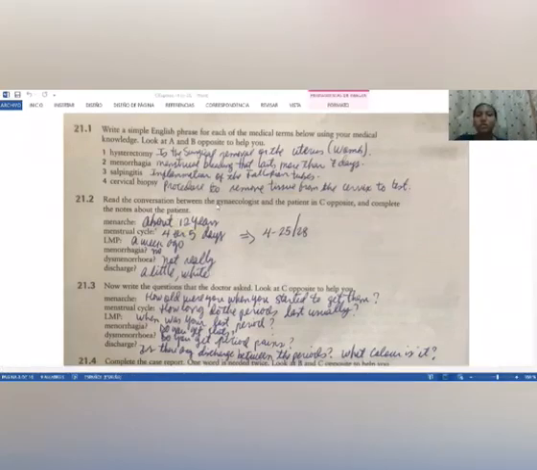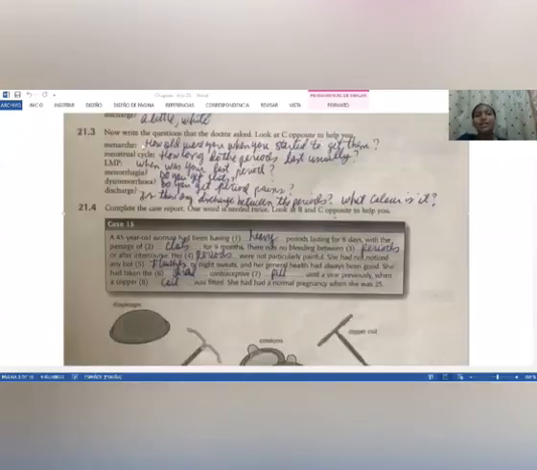Read the conversation between the gynecologist and the patient in C opposite and complete the notes about the patient. Menarche, about 12 years. Menstrual cycle, 4 to 5 days, 28. LMP, a week ago. Menorrhagia, no. Dysmenorrhea, not really. Discharge, a little, white. Now write the questions that the doctor asked. Look at the opposite to help you.